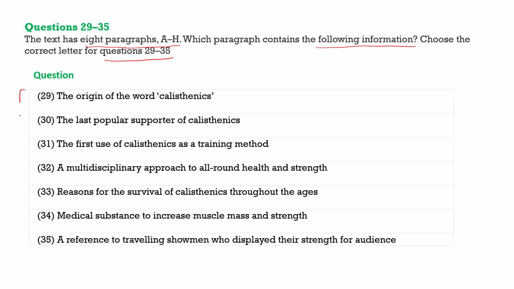So the questions that you can see on your screen are from 29 to 35. For these questions, we need to write the answers, that is from A to H, that is which paragraph contains this information. First of all, beginning with question number 29: the origin of the word calisthenics. We need to find the paragraph which talks about the origin of this word, right?